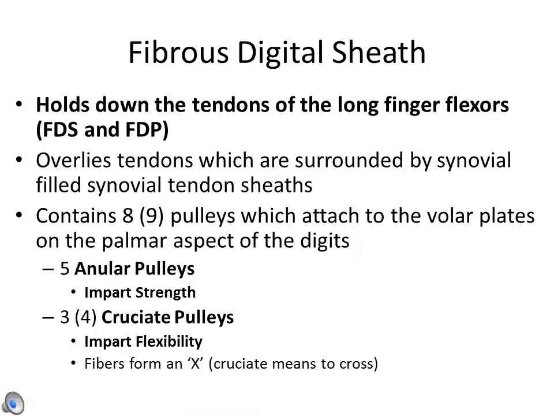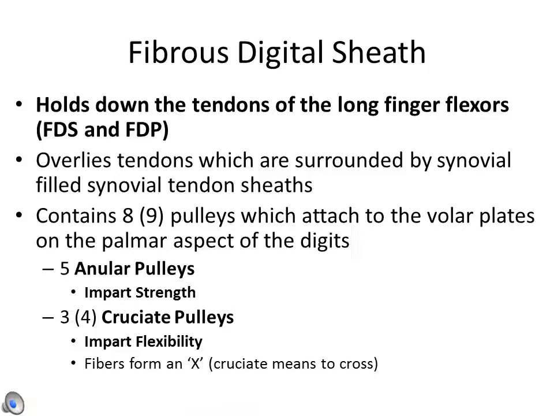The fibrous digital sheath holds down the tendons of the long finger flexors, the flexor digitorum superficialis and the flexor digitorum profundus. The fibrous digital sheath contains 8 to 9 pulleys, which attach to the volar plates of the palmar aspect of the digits. The purpose of these pulley systems is to prevent bowing of the flexor tendons or lateral shift of the flexor tendons during contraction.